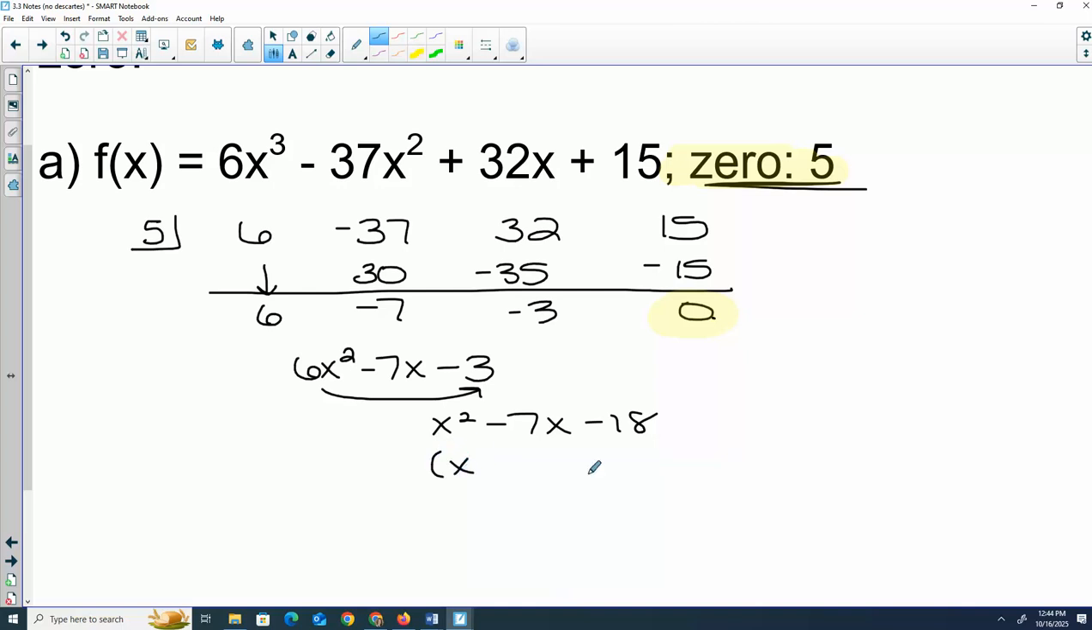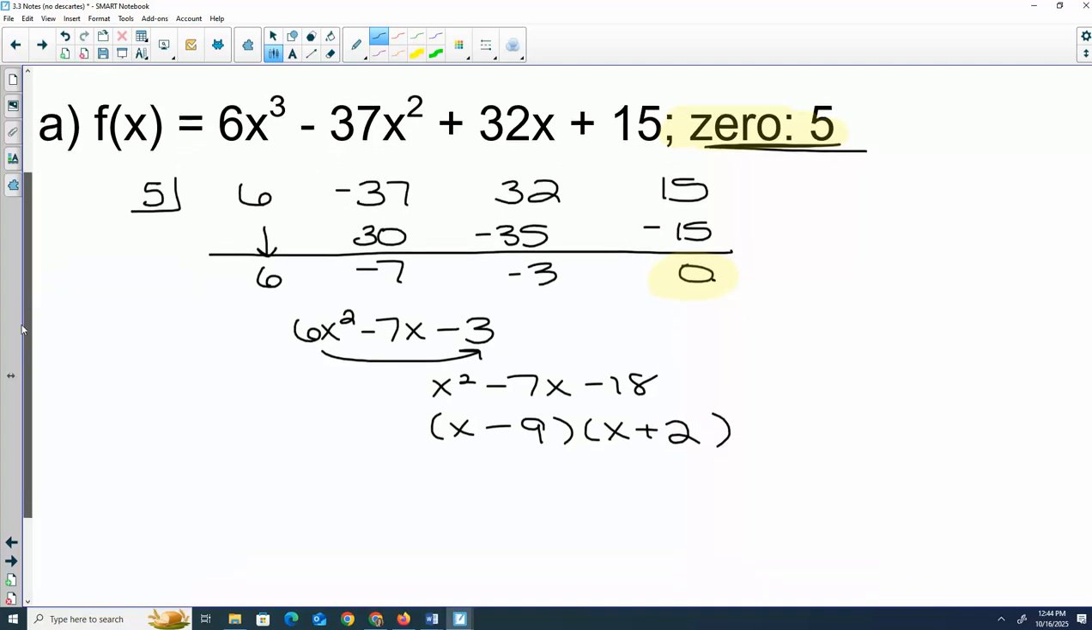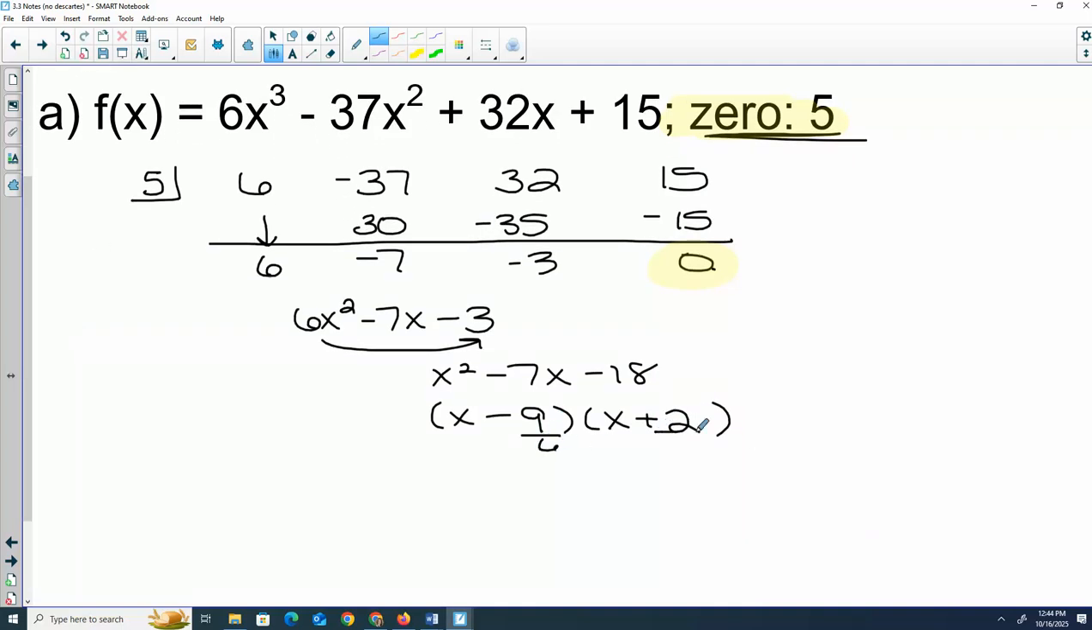Multiply to negative 18, add to negative 7. Good. And then what do we have to do? Okay, so that gives 2x minus 3, 3x plus 1. My directions here, I told you to factor this. So you have to give me the total factored form.